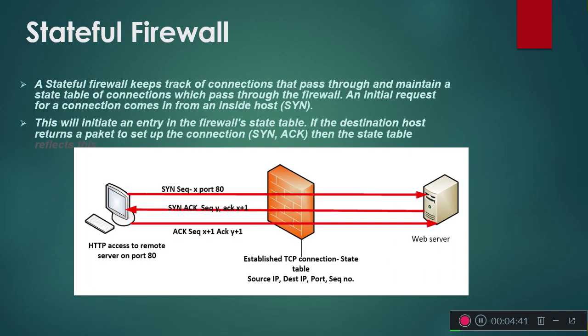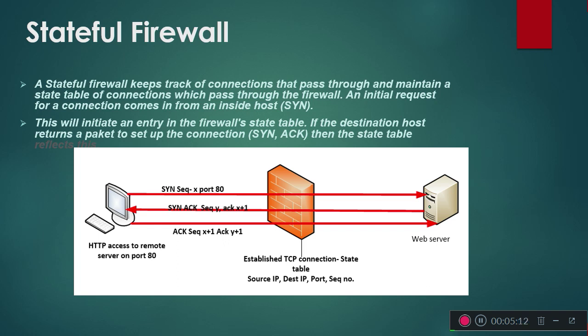So last type is stateful firewall. It is the most common firewall. It keeps track of the connections that pass through and maintains a state table of connections which pass through the firewall. So as the name suggests, stateful, so it keeps the state table of the connection. So in this example, the TCP connection, the HTTP connection from left side machine going to the right side web server through the stateful firewall.